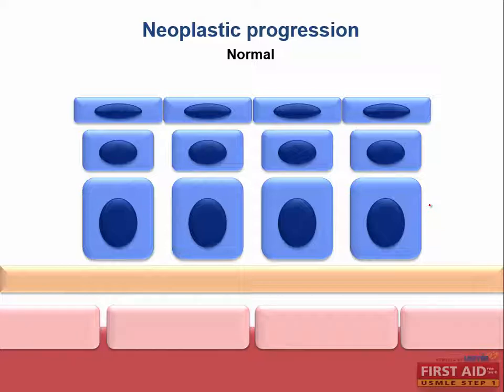And this is really important because we're going to talk about this a lot in the progression of cancer from healthy tissue to cancerous tissue. Good. So we know the normal. Now let's talk about the abnormal.